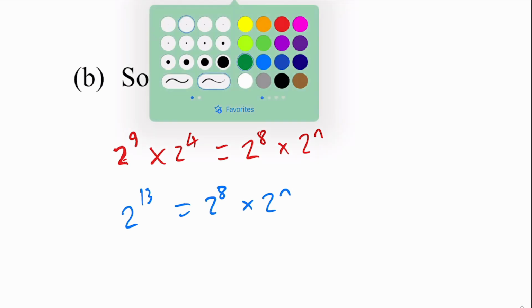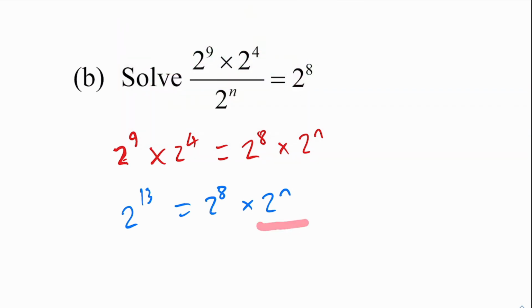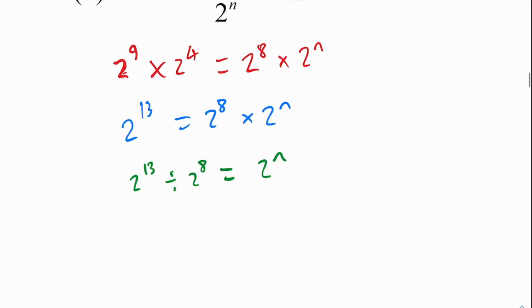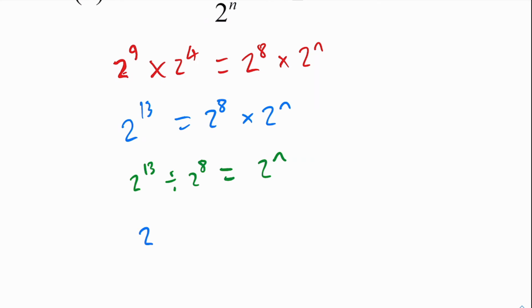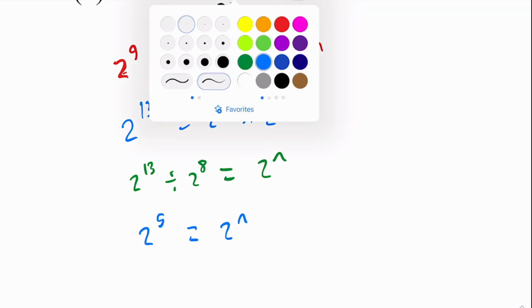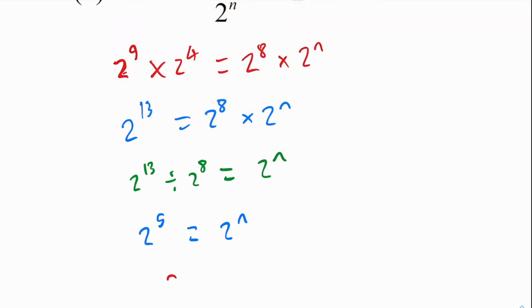Okay, we then need to get the unknown term to be on its own on one side of the equal sign. So to do that, we're going to divide both sides by 2 to the power of 8. So we have 2 to the power of 13 divided by 2 to the power of 8 is equal to 2 to the n. And we just solve the left hand side by subtracting the powers. So we have 2 to the power of 5 is now equal to 2 to the power of n. And from observation we can say that 5 is equal to n, or n is equal to 5.